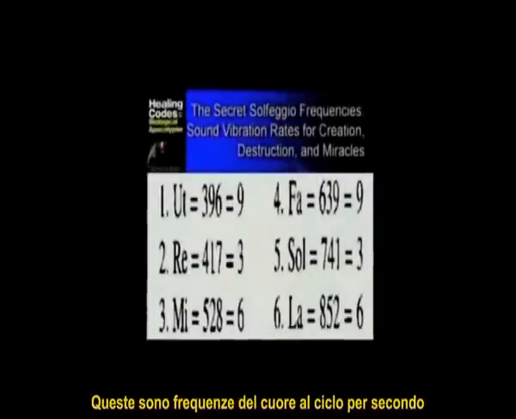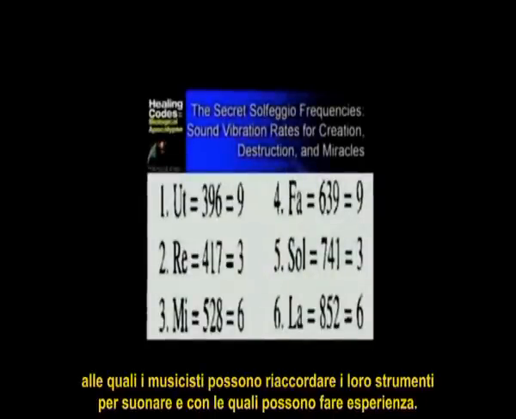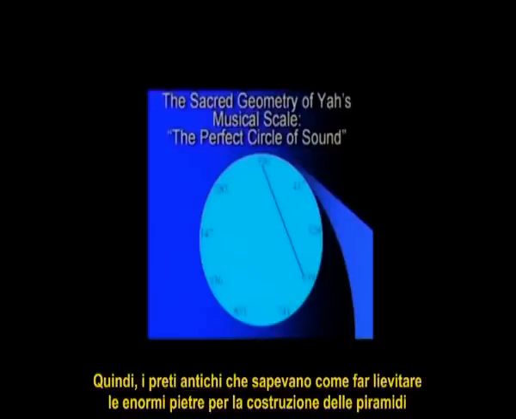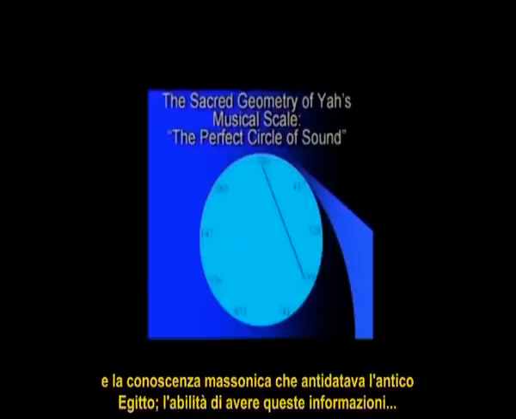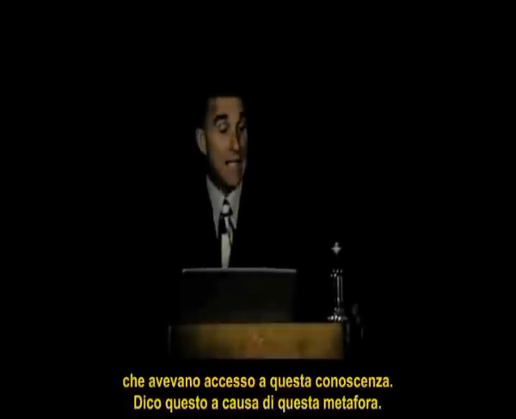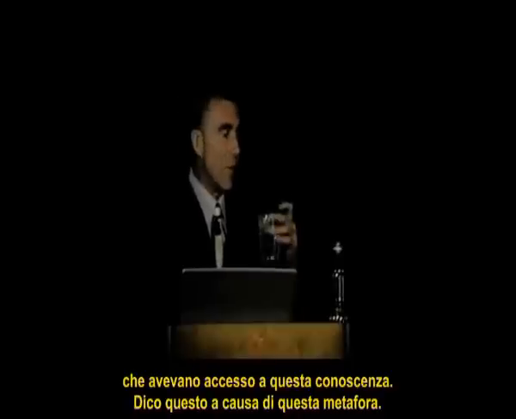These are hertz, frequencies, or cycles per second that the musicians can retune their instruments to play and experiment with. Why? Again, these are the Creator's musical scale, the original solfeggio, buried for 3,000 years in the Bible. So the ancient priests who knew how to levitate the huge stones for the building of the pyramids, and the Masonic knowledge that predated ancient Egypt, the ability to have this information, these frequencies, serve the function of creation, destruction, and miracles on behalf of the empowered people who had access to this knowledge. I say that because of this metaphor.